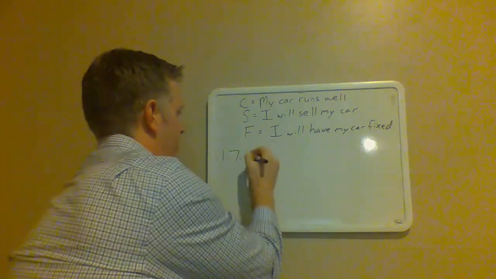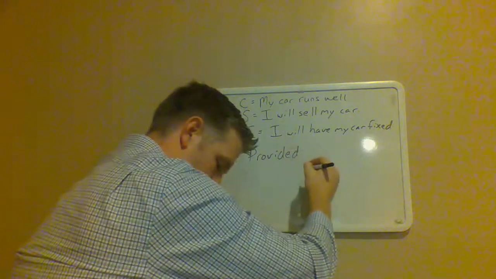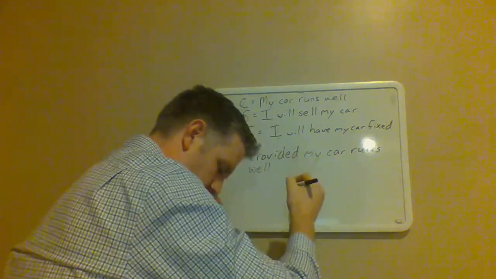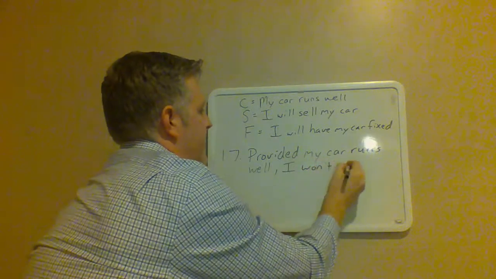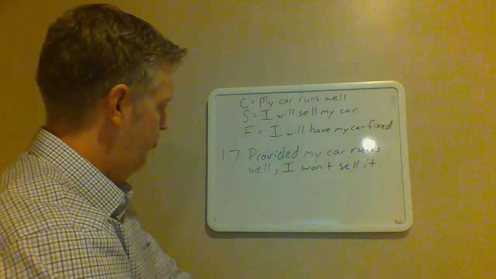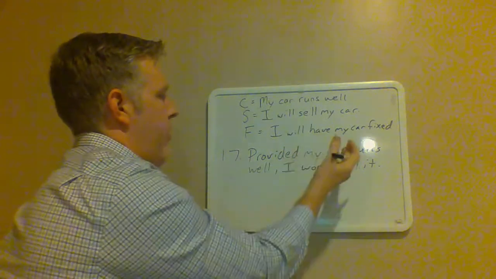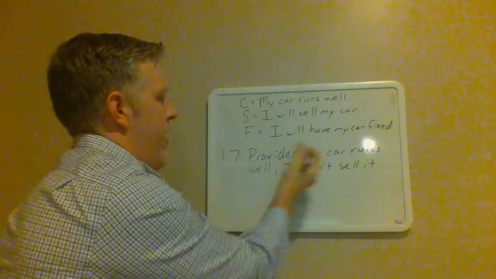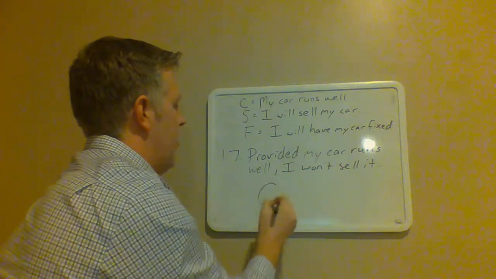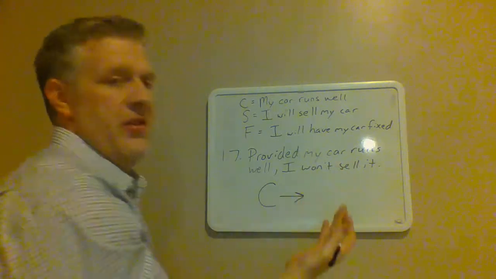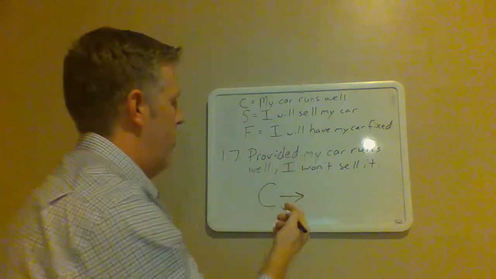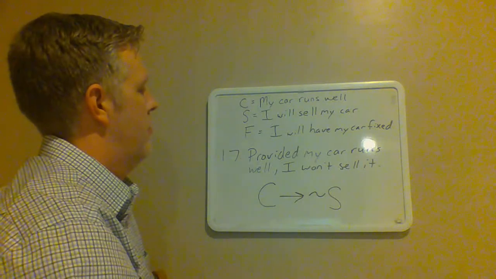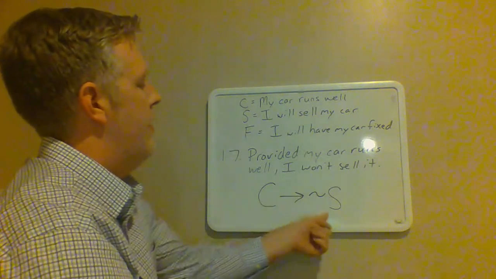So 17, provided my car runs well, I won't sell it. So what do we know here? Look, if my car, right, basically provided you can just interpret it as if, more or less. So provided or if my car runs well, or C, then the consequent is I won't sell it, right? So the antecedent is my car runs well, and then it's not the case that I will sell it. It's not the case that S. So how does this read again? If C, then it's not the case that S. Okay.